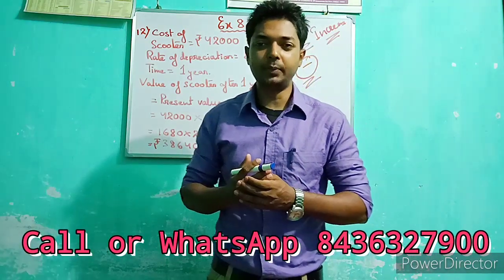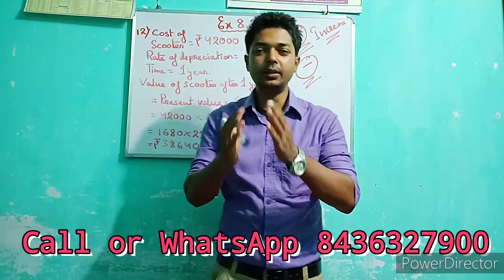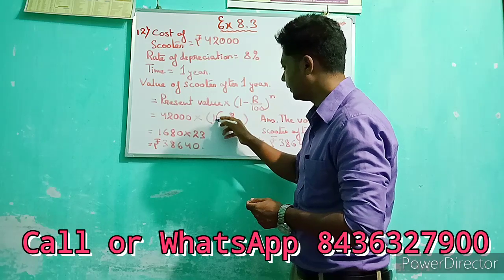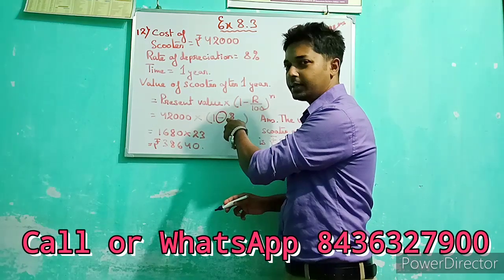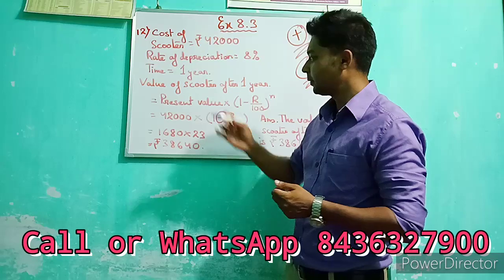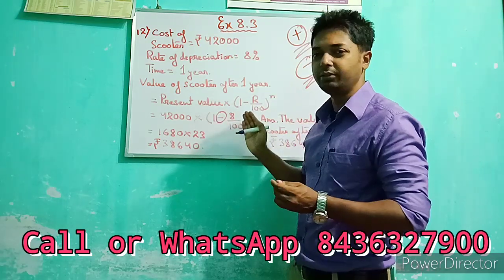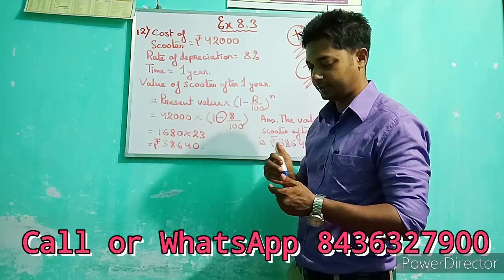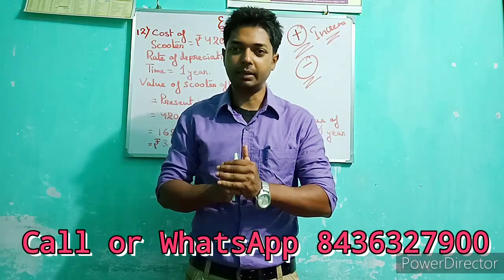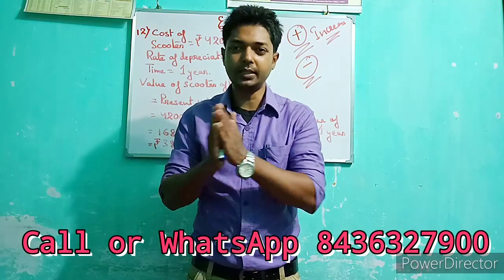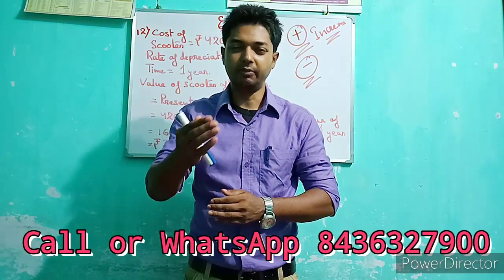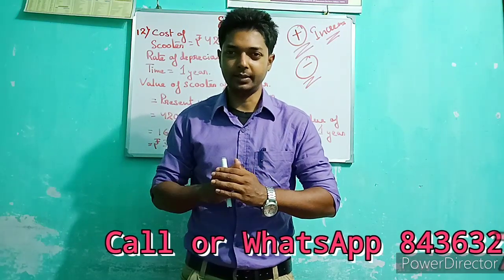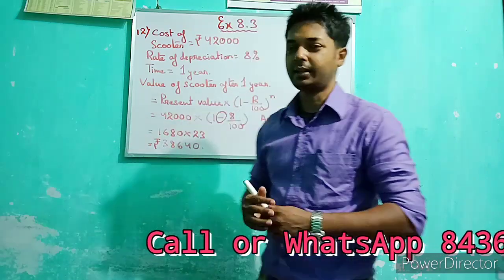Whenever we get a depreciation related sum, we can use the same formula but with a difference. Just change the sign here. This sign is always plus in case of CI related sums, but in case of depreciation related sums, everything will be the same, but the plus will change to minus. This is the difference between depreciation and appreciation. Appreciation means the value of the commodity increases, and depreciation means the value of the commodity decreases. So let's go on with the sum.